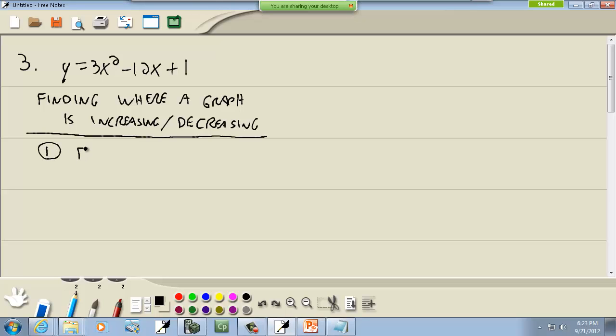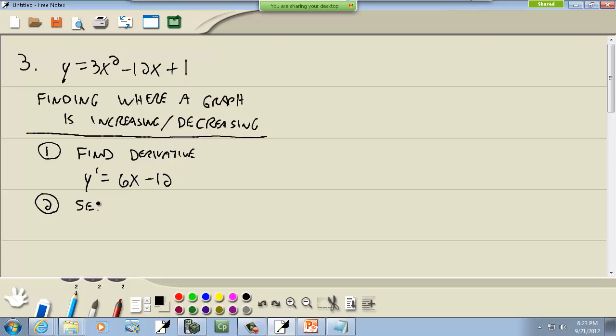Now, step 1. Find the derivative. So on this particular one, take your power, put it out in front. So we got 3 times 2. That gives us 6. And then lower the power by 1, so it becomes 1. Minus 12. Again, if you got a number in x, you just drop the x. And then the 1 goes away.